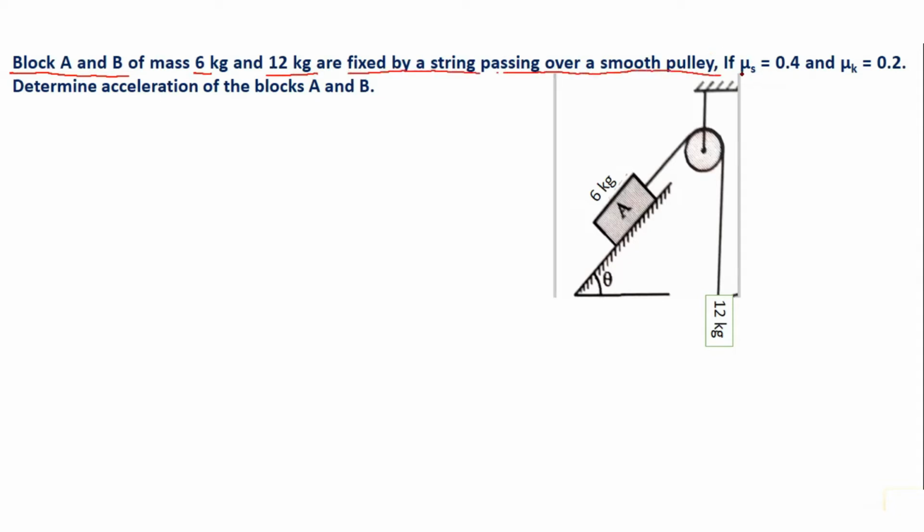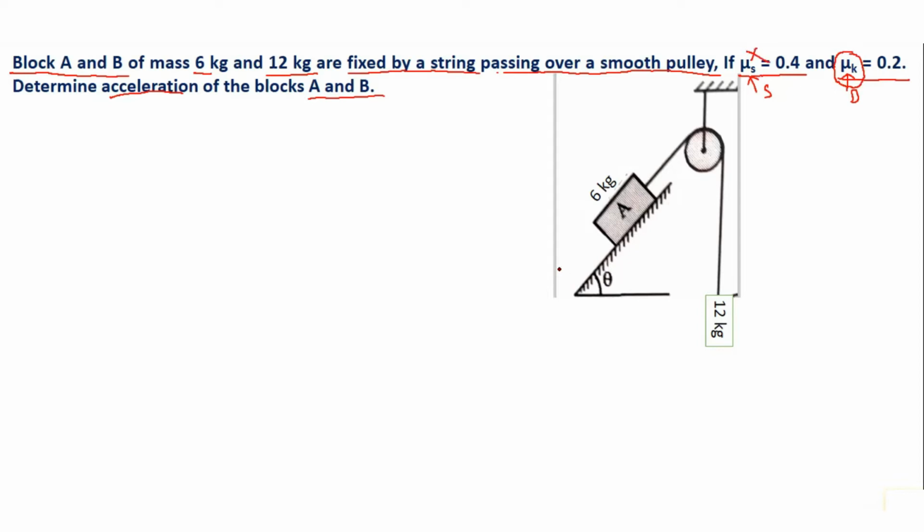If mu s is equal to 0.4 and mu k is equal to 0.2, determine the acceleration of blocks A and B. Regarding mu s and mu k, I have already explained that mu s is the coefficient of static friction and mu k is the coefficient of dynamic friction. As we are required to determine the acceleration, the body is moving, so the coefficient of friction we take in our calculation will be mu k, the coefficient of dynamic friction, and not mu s.